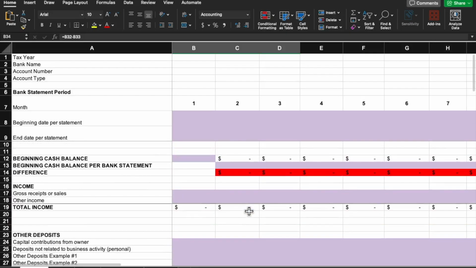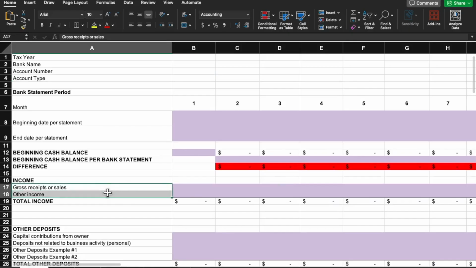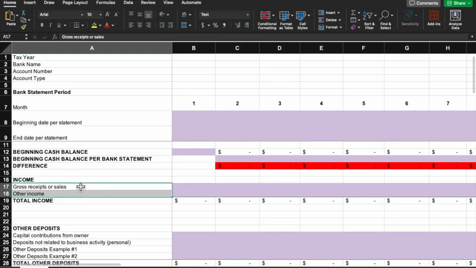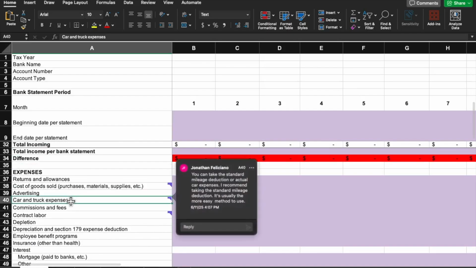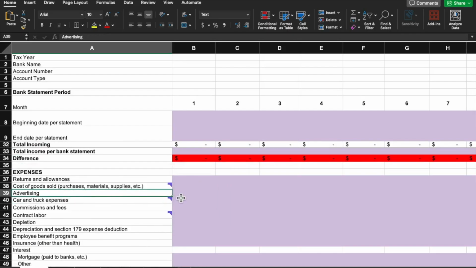And that's a pretty solid overview. One more thing to mention, if you haven't noticed, a lot of these accounts, the descriptions of these accounts, like gross receipts, advertising, car and truck expense, and the order in which they're shown match exactly what you would see on Schedule C.